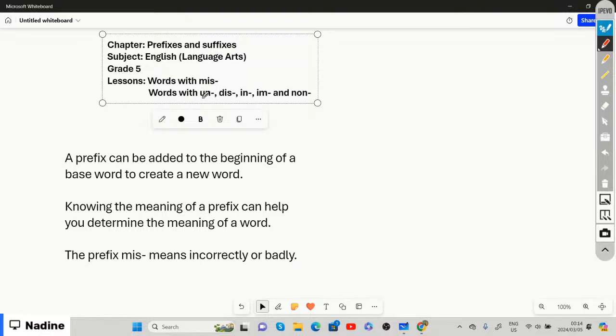Then we have words with an, dis, in, im, and non. Those are also prefixes that you can add in front of a base word, and then it will create a new word.